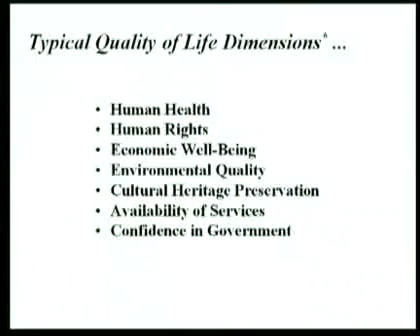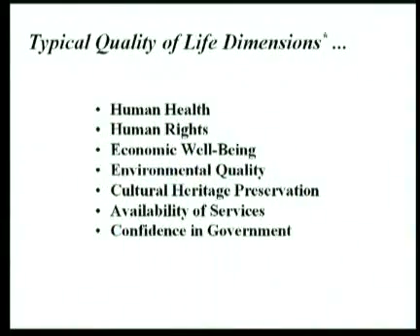So what I want you to think about when you're thinking about your project and you're thinking about what it's all about in your objective, think about these 7 different dimensions, and try to think even further. How would you even measure human health? Is it mortality rates? Is it infant death rates? How would you measure human rights, cultural heritage preservation, economic well-being, and so on? Let me pick another, for example, on economic well-being. Is it disposable income per capita?